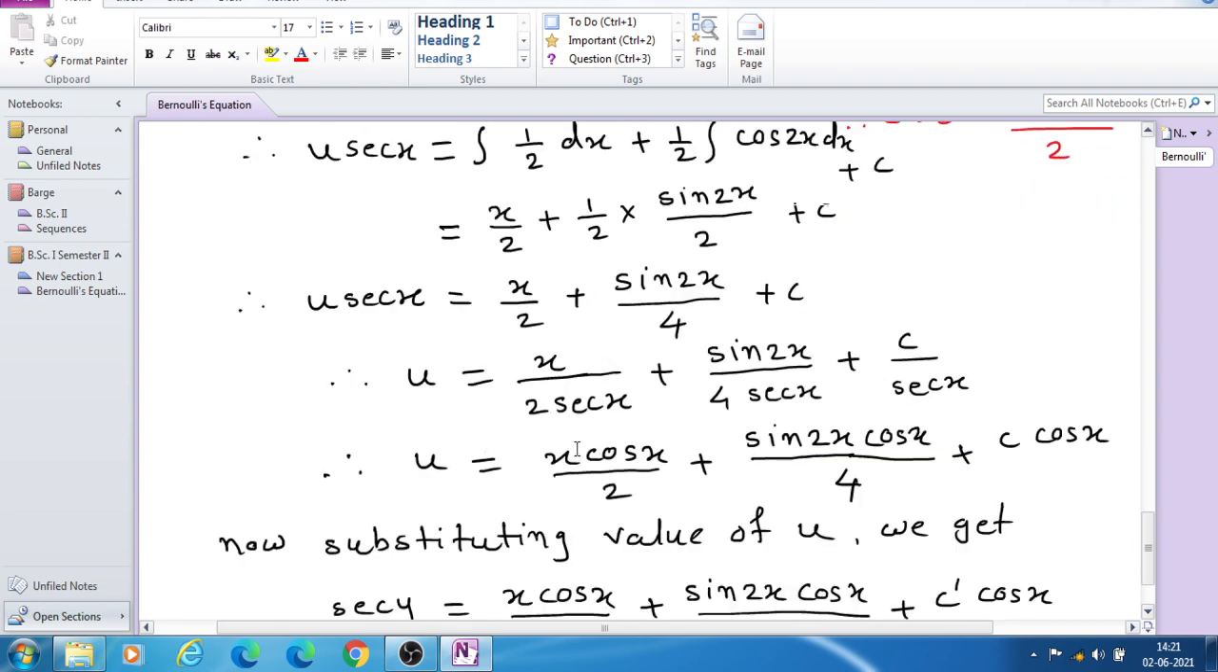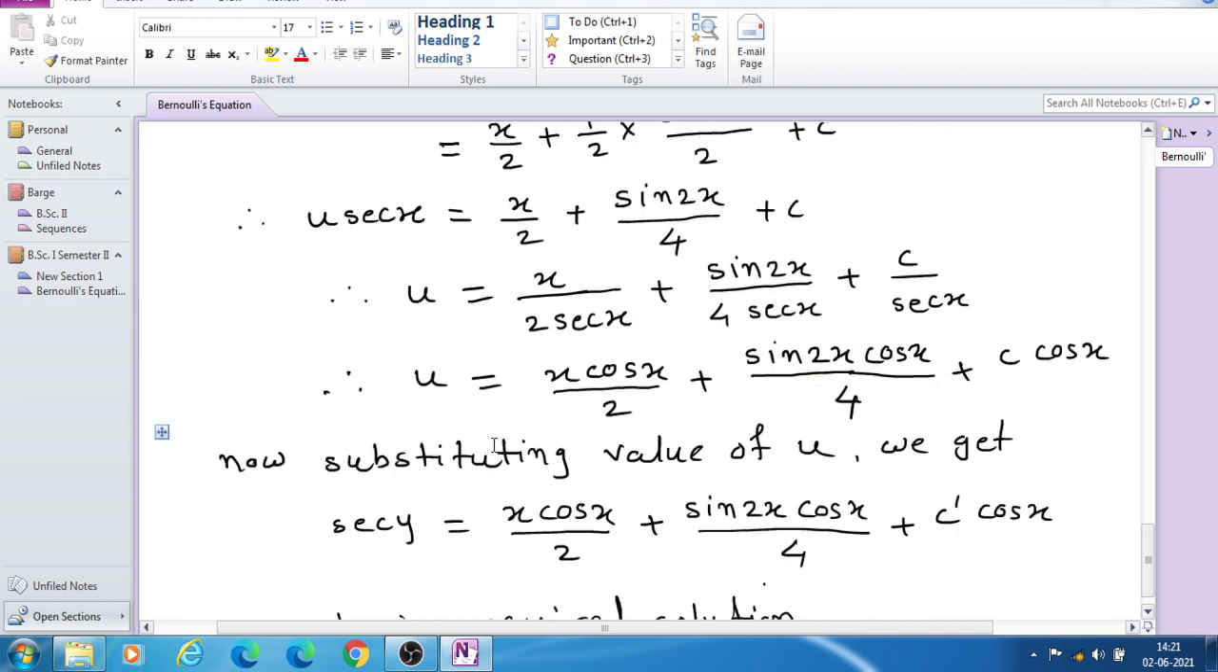So u is equal to x upon, dividing by this sec x. To find u, dividing by sec x, we get u is equal to x upon 2 sec x plus sin 2x upon 4 into sec x plus c upon sec x. This is equal to x cos, 1 upon sec means cos. Therefore x cos x upon 2 plus sin 2x into cos x upon 4 plus c cos x.